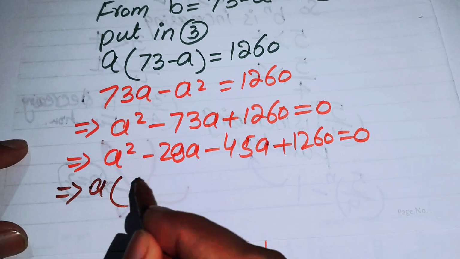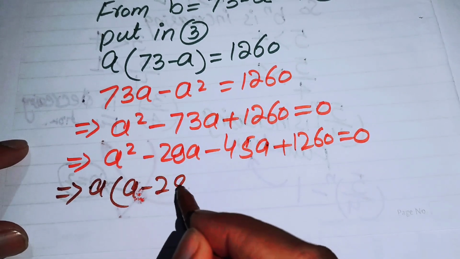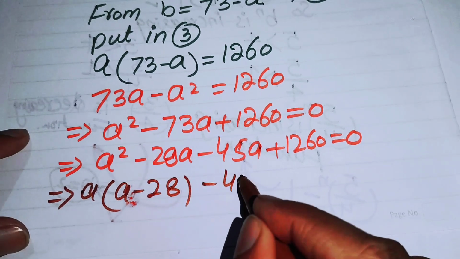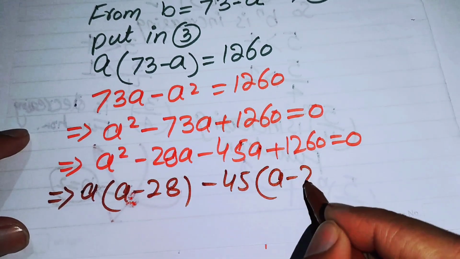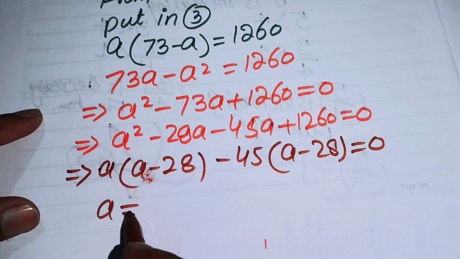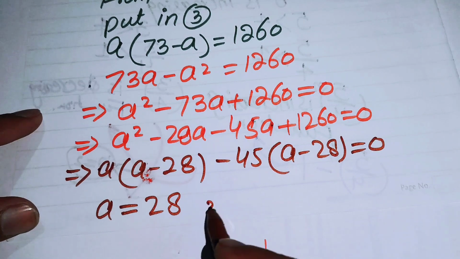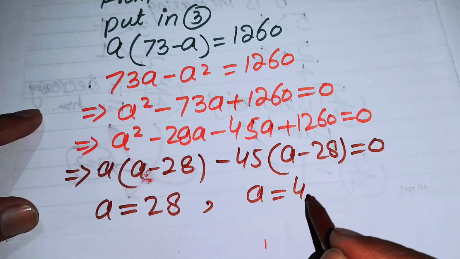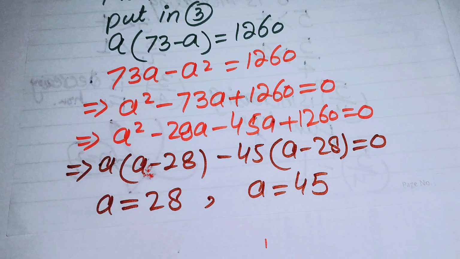Now first I can take common A, and you get A minus 45. Here you take common 28, and you get A minus 45 equals 0. So here we have two values of A. The first is A equals 28, and the second value is A equals 45.